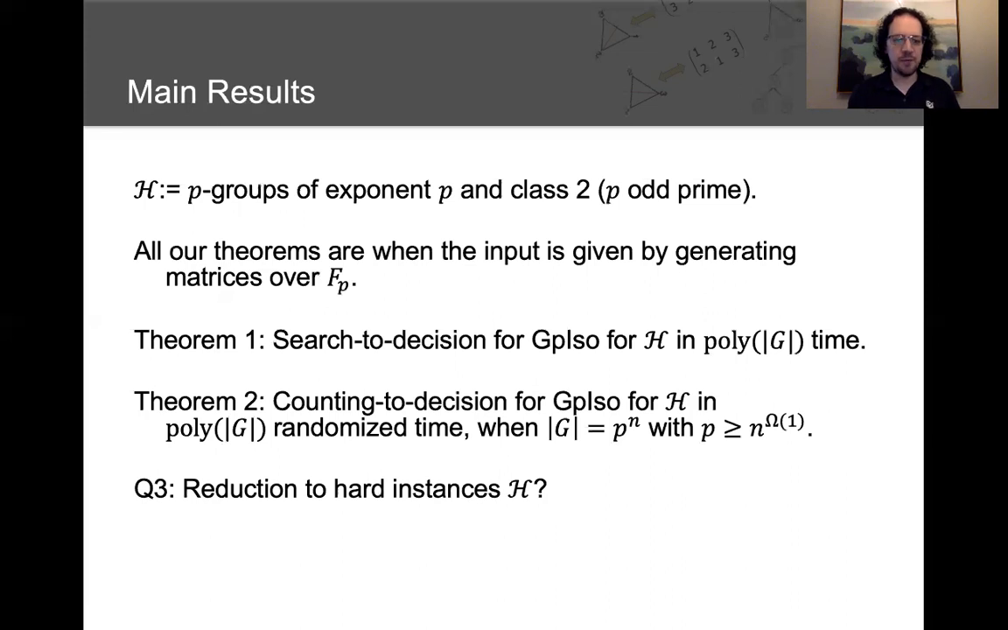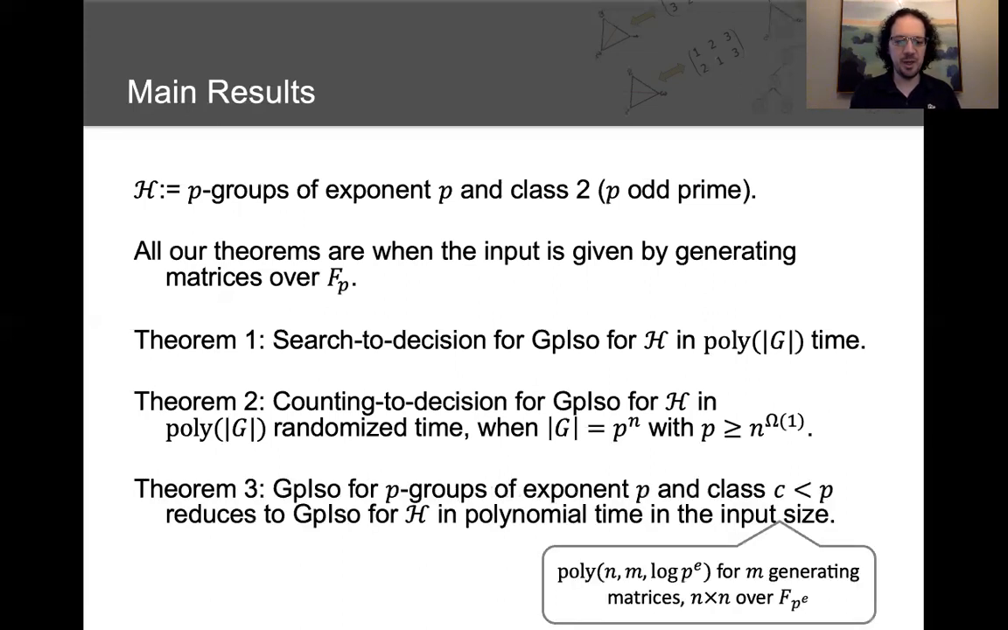Okay, so our final result here, reduction to nilpotent groups of class 2 and exponent p: we get a reduction to that class from p-groups of exponent p and small class, so class less than p. And here, this reduction is now really polynomial time in the input size, right?